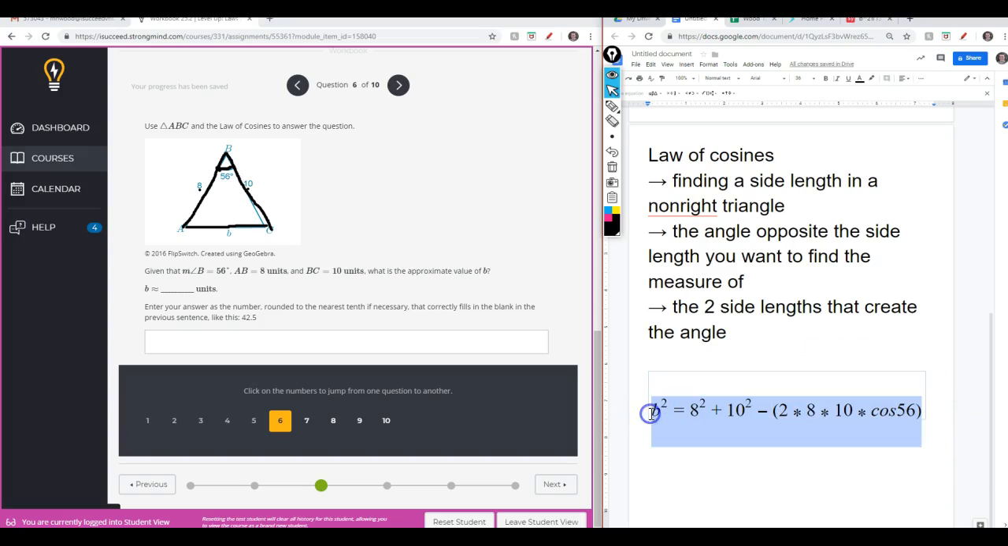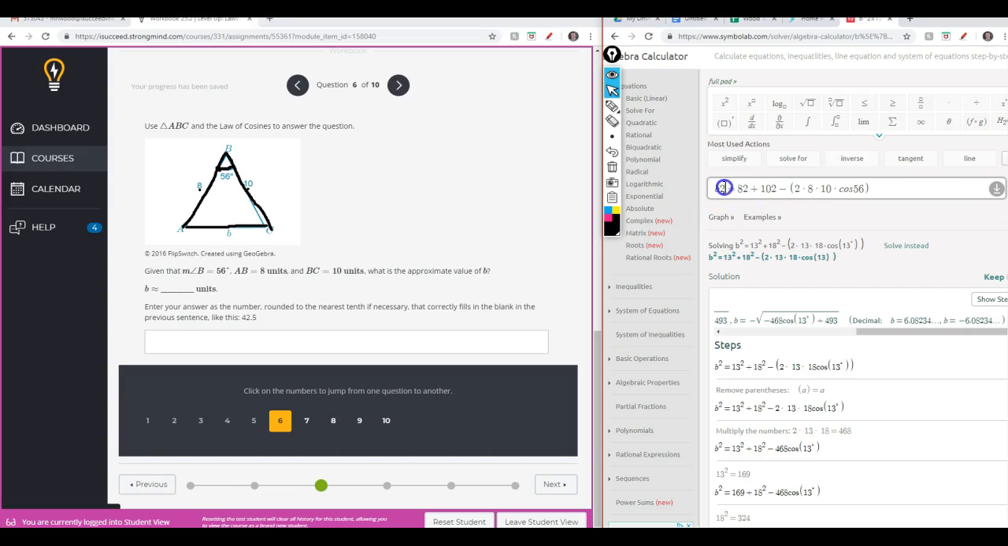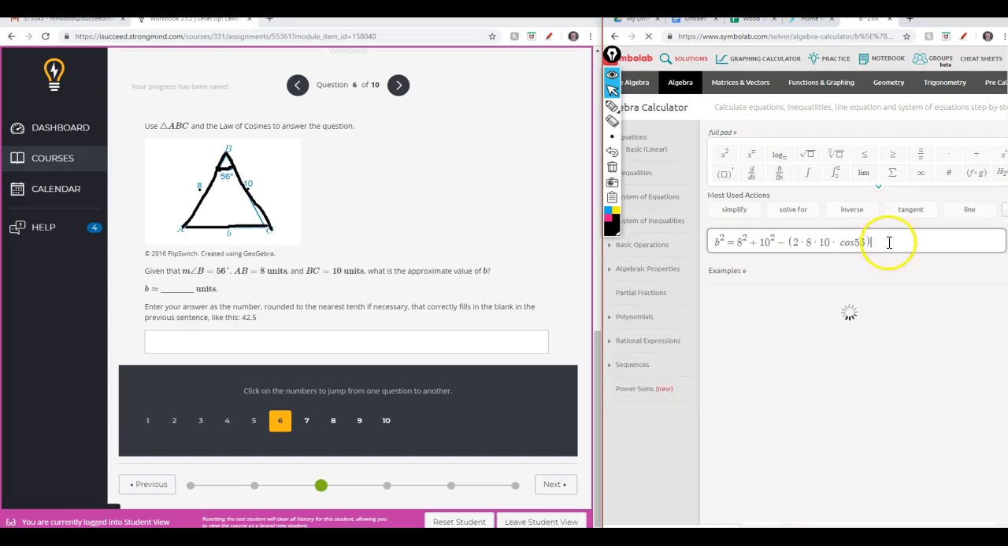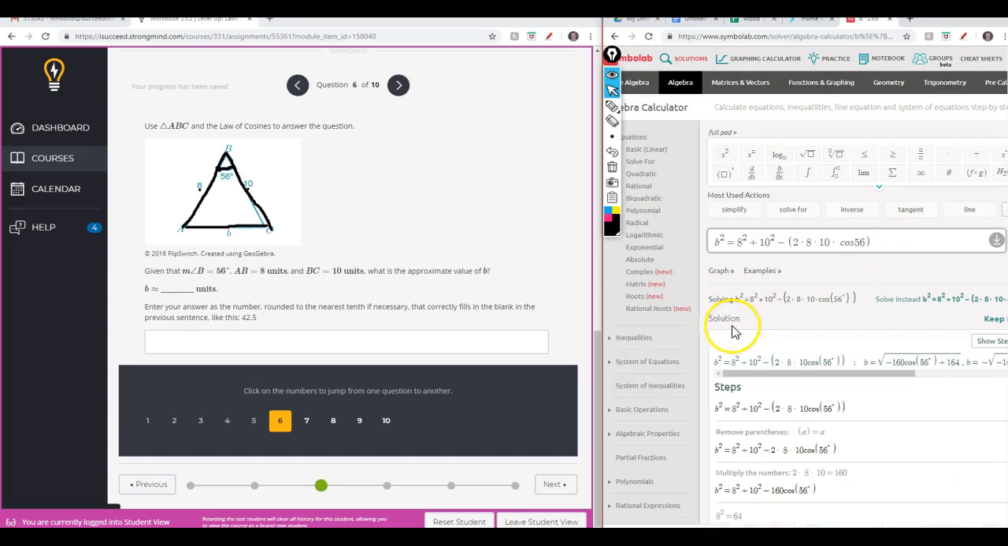So then again, I would copy this and type it into my Symbolab calculator. And again, remember that the squares on this didn't copy correctly, so make sure you go back in and type those in as squares. And then this will solve it, and it'll step us through it.